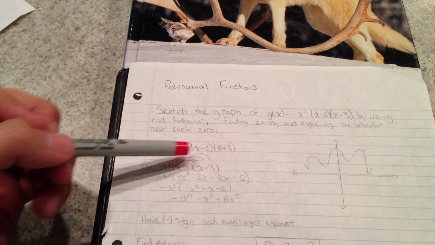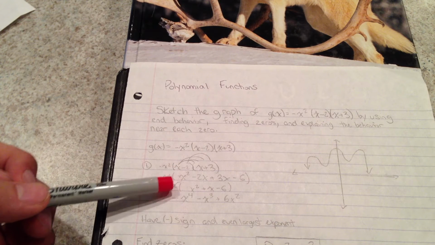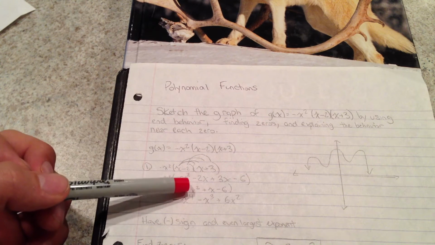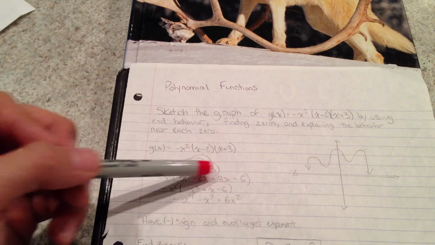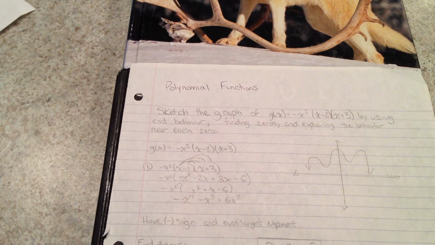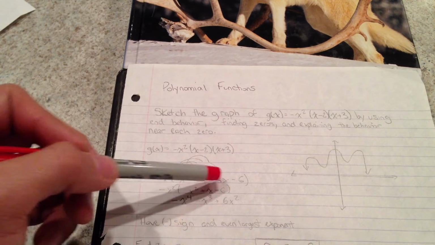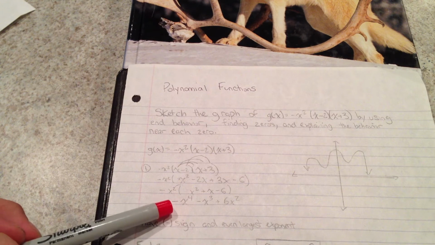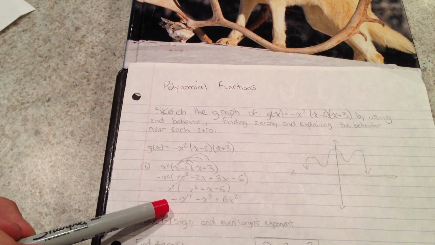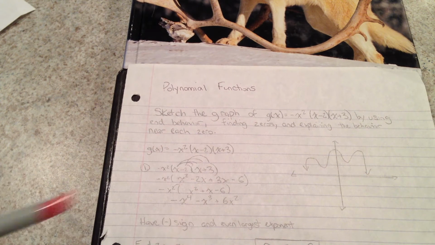So we bring these over, multiplying each other, and you get negative x squared times (x squared plus x minus 6). Now we're going to distribute the negative x squared to each term to give us an idea of the graph. We get negative x to the 4th minus x to the 3rd plus 6x squared.